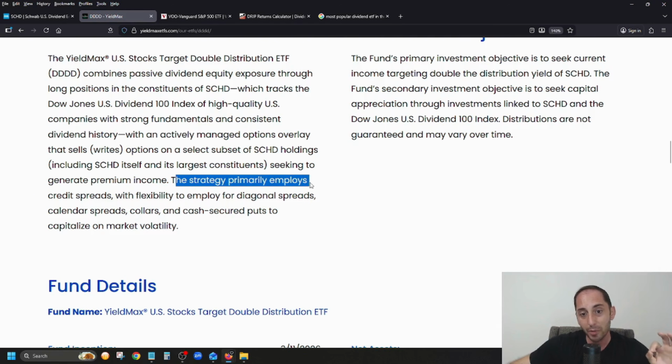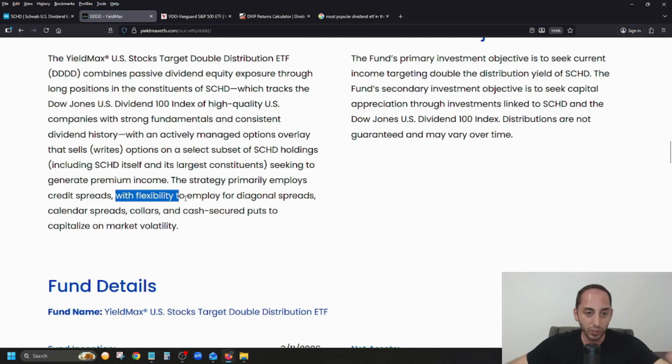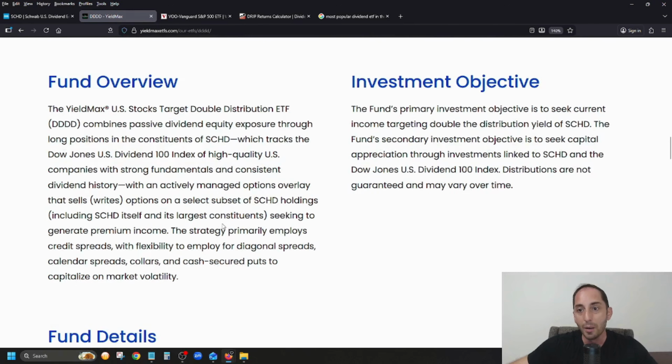The strategy primarily employs credit spreads, right? Credit spreads. And of course, with the flexibility to employ other option strategies like diagonal spreads and calendar spreads, collars, cash secured puts to capitalize on market volatility. So the objective of this ETF, what is the goal here? It's to seek current income targeting double the distribution yield of SCHD.